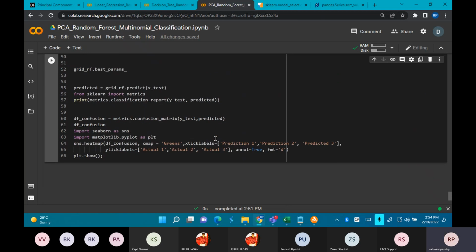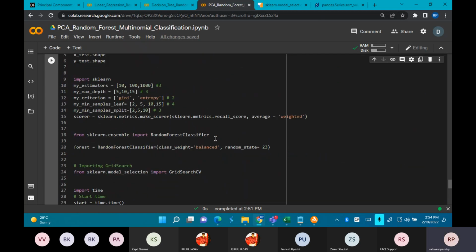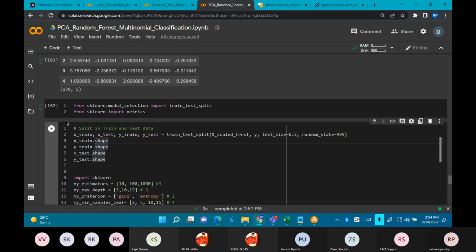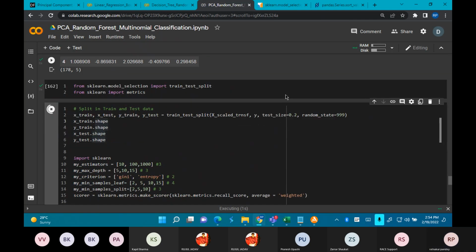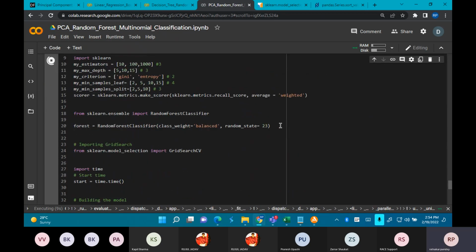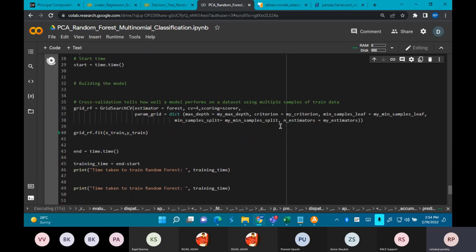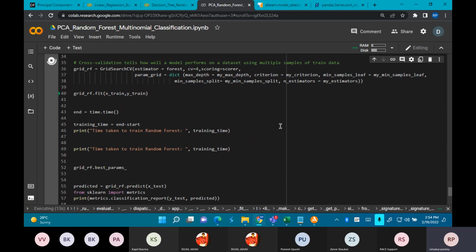X test is coming in from there. Yeah. Keeping my fingers crossed because I put everything in one go over here. So let's see where the cursor is. The cursor is already fitting right now. That might take some time.